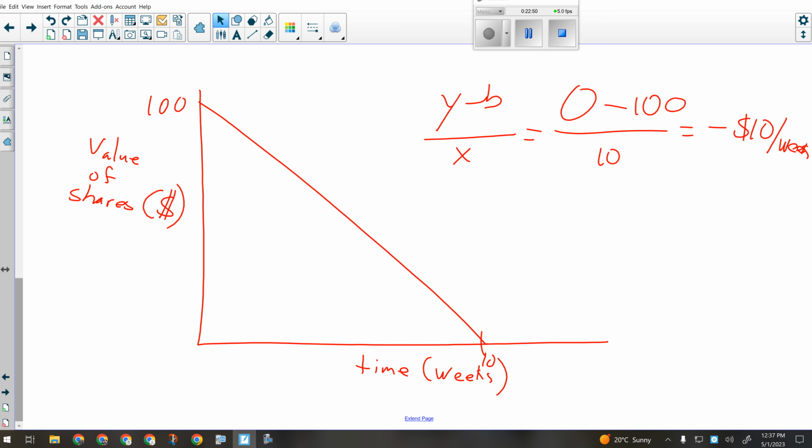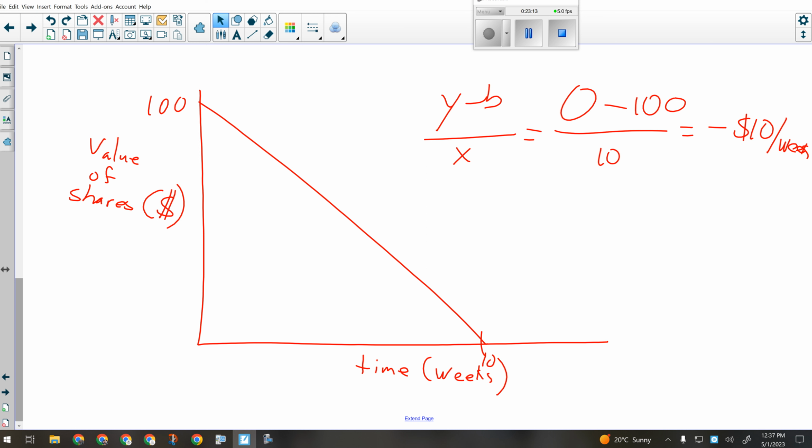Everybody all right with that? So for every graph, the slope represents something different. In this case, the slope was the value of shares per week. On a position versus time graph, the slope is the velocity of the object. On a velocity versus time graph, it's the acceleration of the object. And I'm not saying you need to memorize that. I'm saying you can interpret that from every graph.